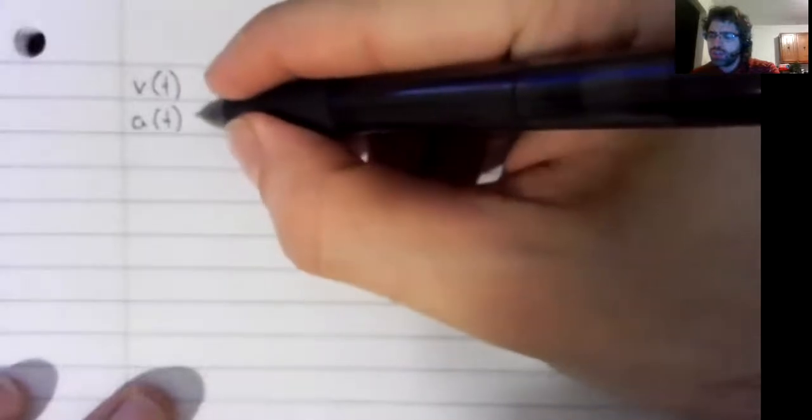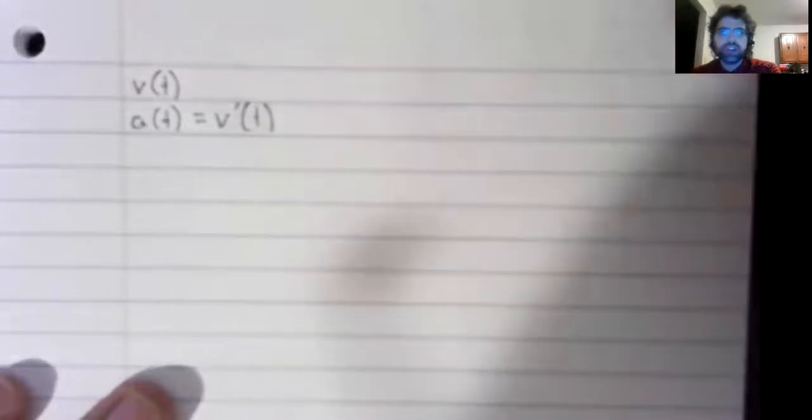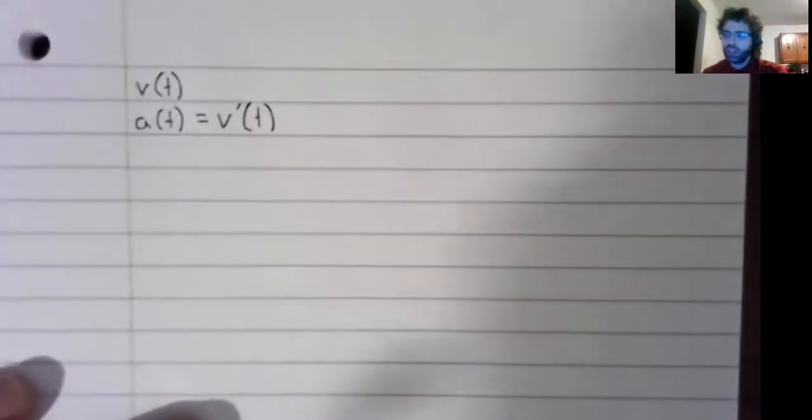We know the relationship between an object's velocity and acceleration. If we've got a velocity function, then the acceleration function is the derivative of the velocity.